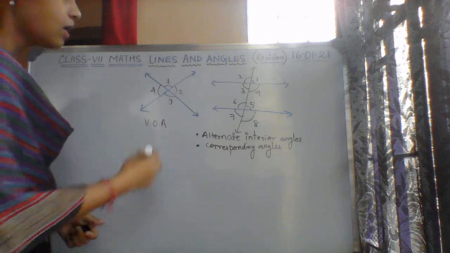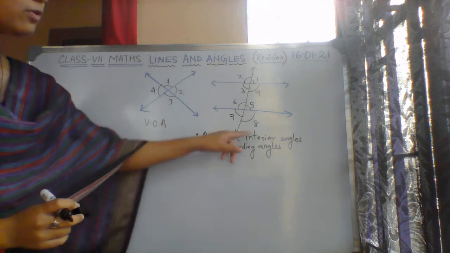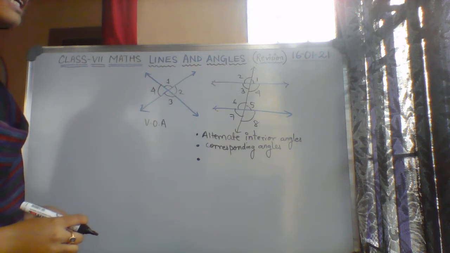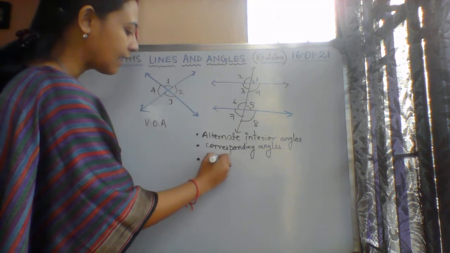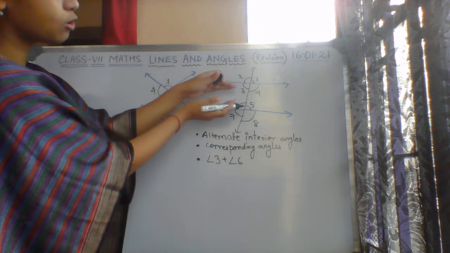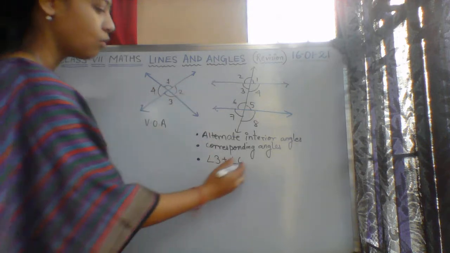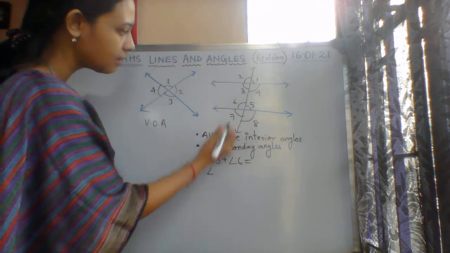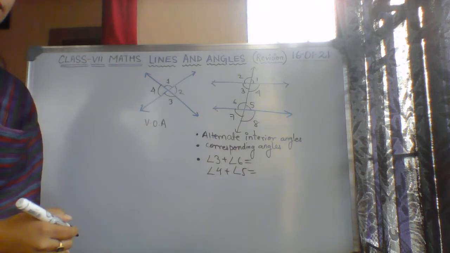Now again, you have learned that alternate interior angles are equal, corresponding angles are equal, and once again you have learned, if you add up the interior angles present on the same side of the transversal, what are those? Angle 3 plus angle 6. Interior angles means the interior of the parallel lines, and the same side of the transversal. If you add those angles, what is the measurement? Similarly, here also you will get 4 and 5. Interior plus same side of the transversal, 4 and 5. If you add them, what value will you get?